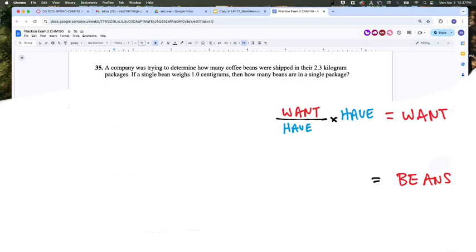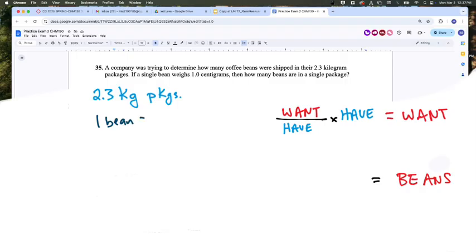So what you're trying to do is find the things that are useful that allow you to navigate towards that end goal. Because the English language is a bit nasty, it can be helpful to go through and pull the stuff out of that system. Okay? So we got coffee beans shipped in 2.3 kilogram packages. So I got 2.3 kilogram packages. Okay, what else do I have?